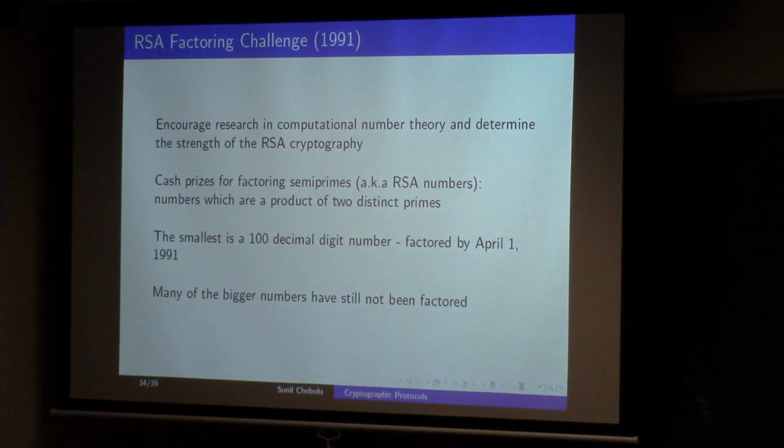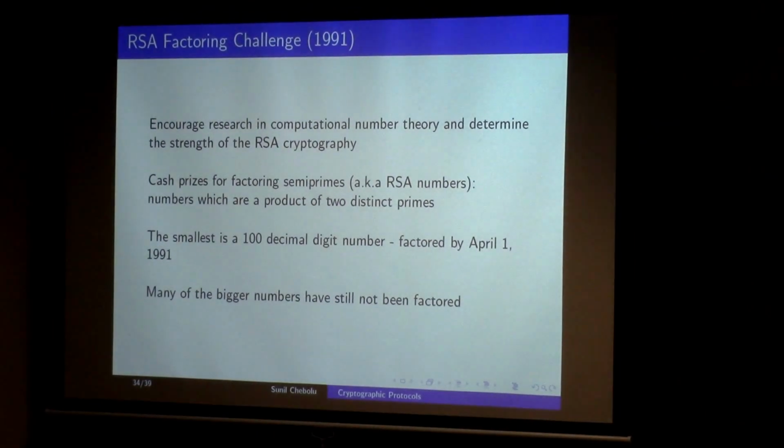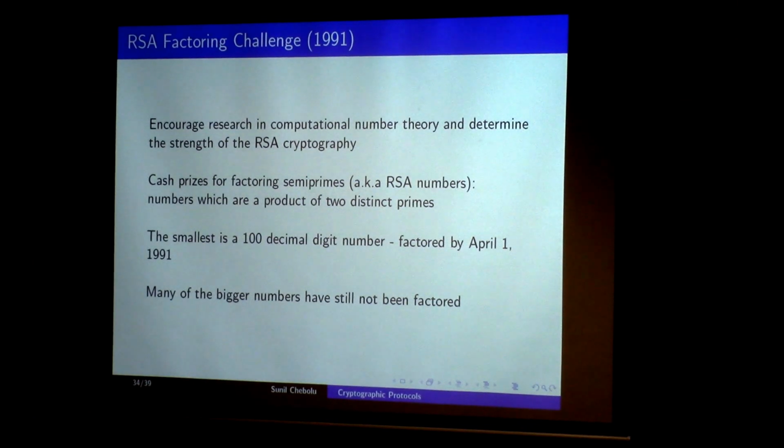And the smallest one was done in a few months. It was 100 decimal digits, and then people were very optimistic. Oh, we are getting somewhere, but then quickly they realized that once you go from 100 to 200, the time doesn't double. It more than exponentiates, right? So the time complexity is not linear in the bit size of n, and many of the bigger numbers are still not factored, and they're predicted to be unfactored for quite some time.